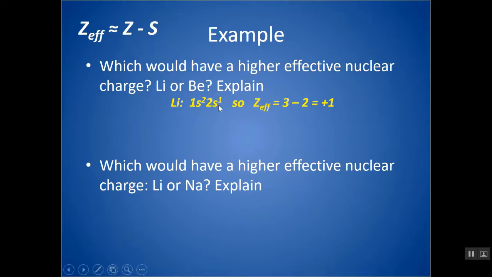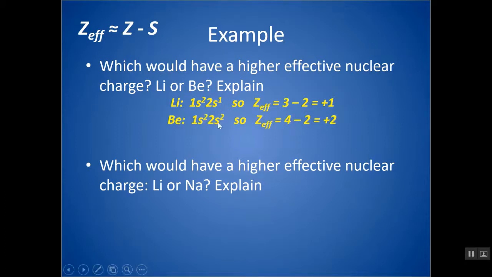So my valence electrons are in the second shell. So any shell below them would shield it, and there are 2 electrons in my first shell. So there are 2 shielding electrons, so my effective nuclear charge on that one valence electron would be +1. Even though the entire nucleus is a +3, the effective nuclear charge, the charge that that valence electron is feeling, is +1.